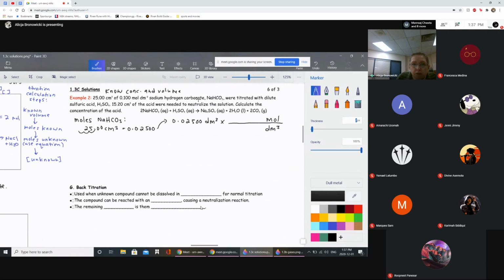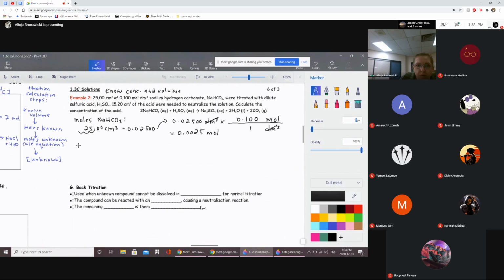So for my sodium hydrogen carbonate, I have 0.100 mole per liter. So my liters cancel. And for my sodium hydrogen carbonate, I have 0.0025 moles. Okay, so to neutralize my sulfuric acid, I needed 0.0025 moles of NaHCO3. So now let's see how much sulfuric acid that corresponds to, because we need to figure out moles of sulfuric acid.